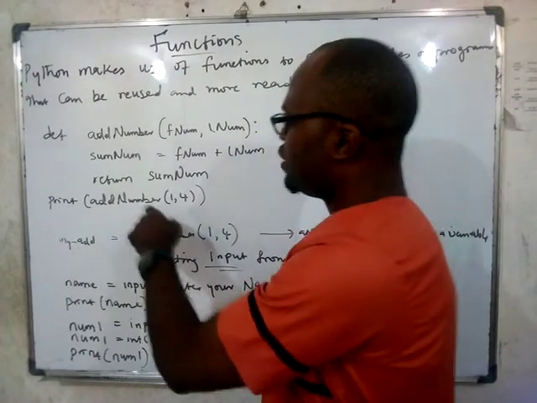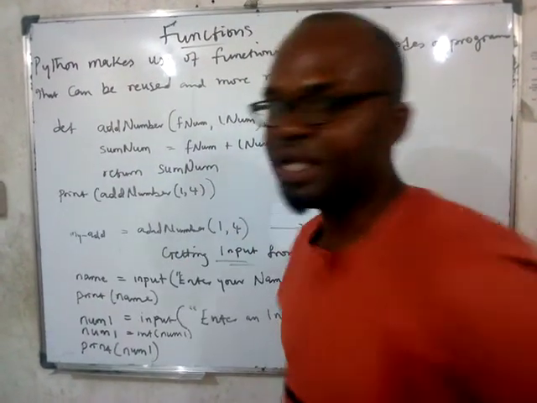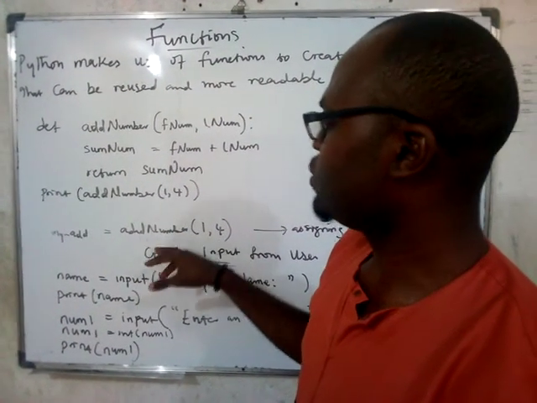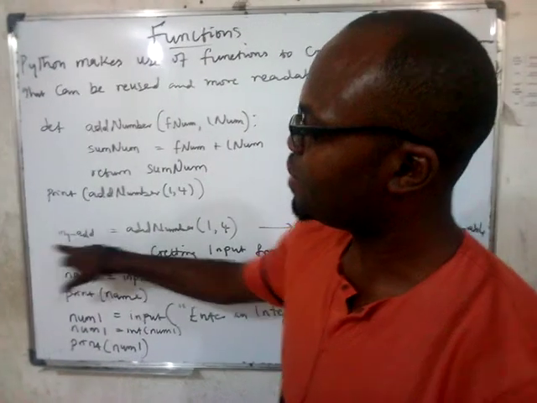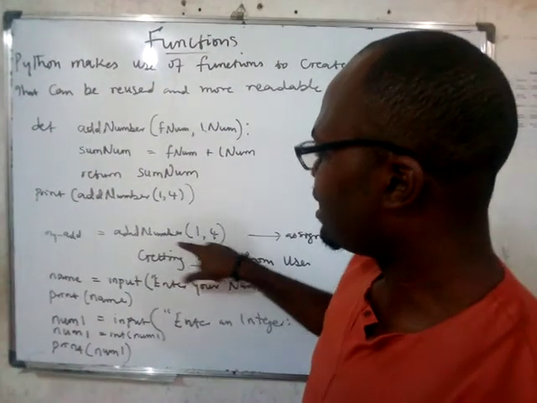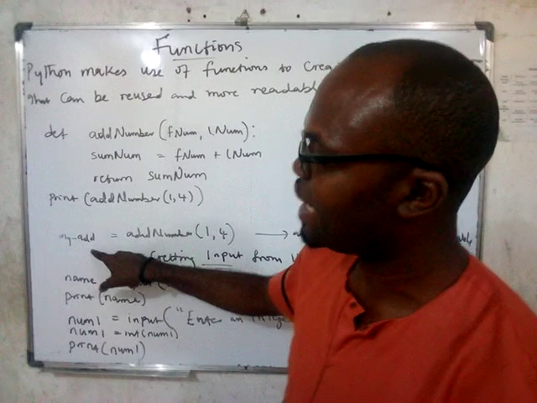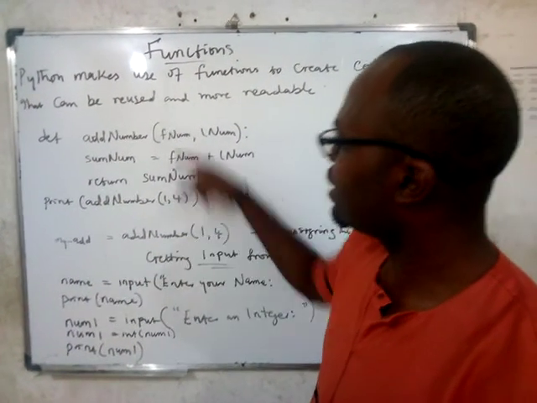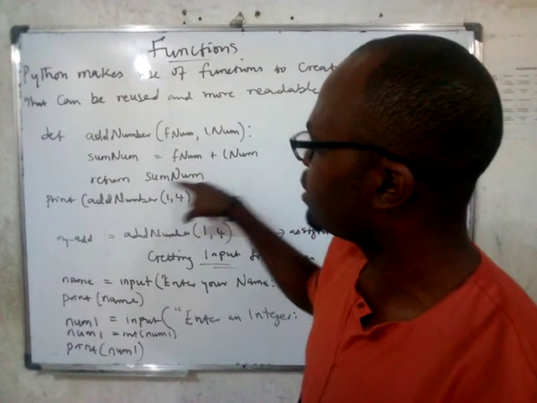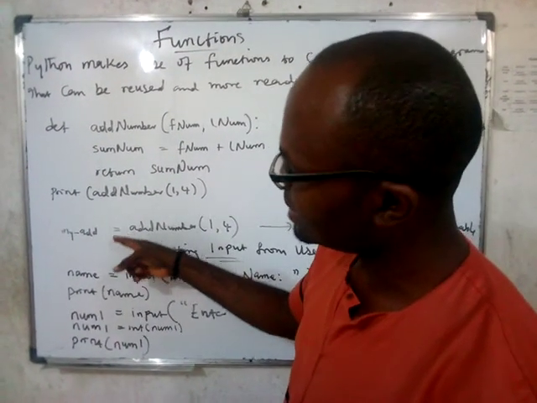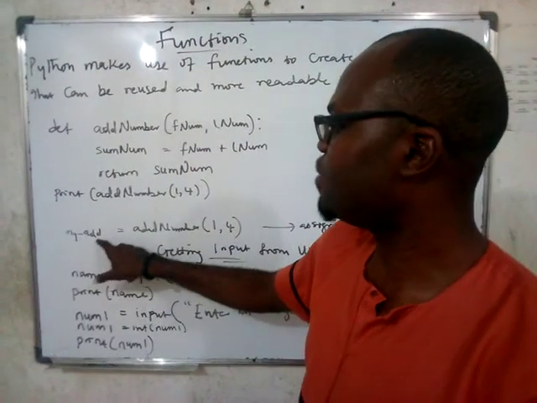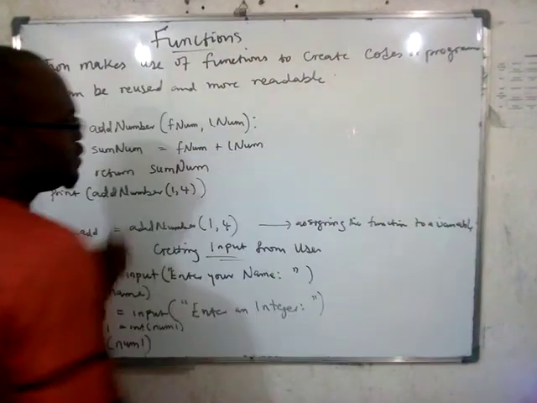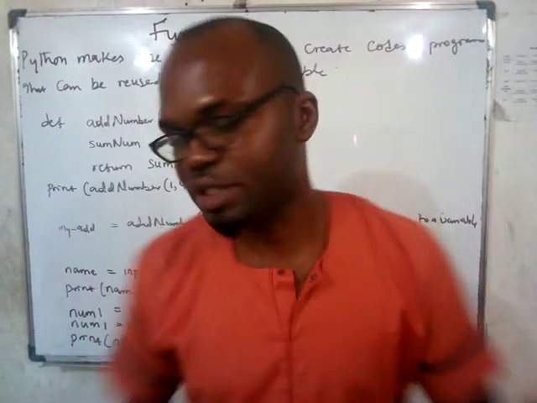So if you write this code inside your PyCharm, you're going to get 5. Now, anytime you have your function call, you can also assign it to a variable. Like this function call that gives 5, you are now assigning it to myAdd. So if I say print myAdd, the answer will be 5, because it will automatically go and do this function and return the answer, which is sumNum, which is 5. So it will assign 5 to myAdd. That is function. We are going to be doing more on functions in subsequent classes.